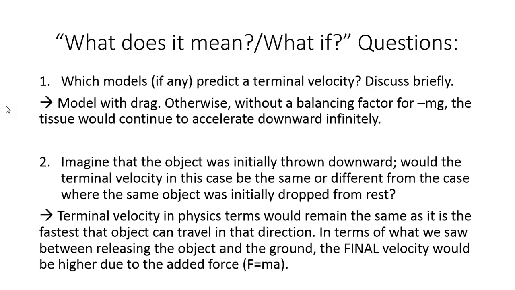In case 2, we imagine that the object was initially thrown downward instead of just released. Here, the terminal velocity in physics terms would remain the same, as it is the fastest that object can travel in that direction. In terms of what we saw between releasing the object and the ground, the final velocity would be higher due to the added force and therefore increased acceleration.